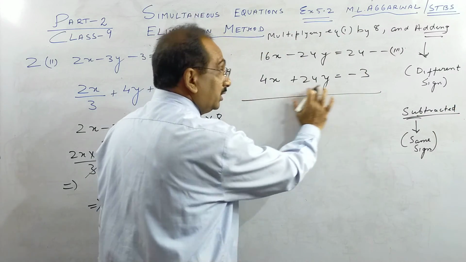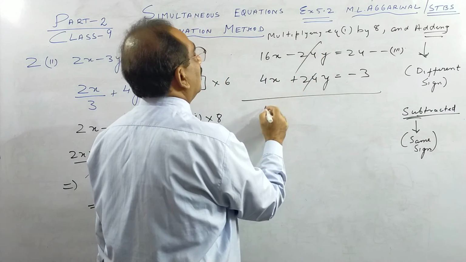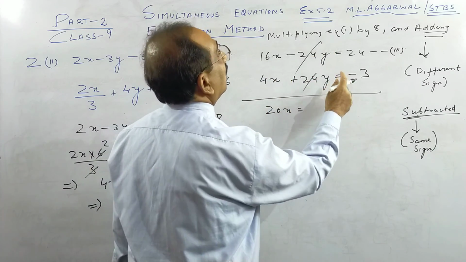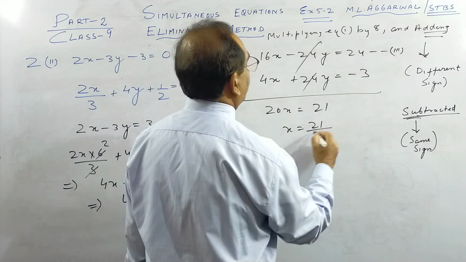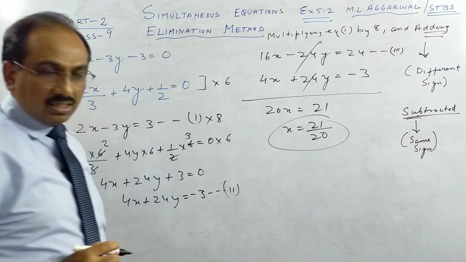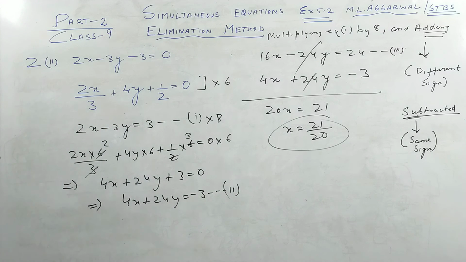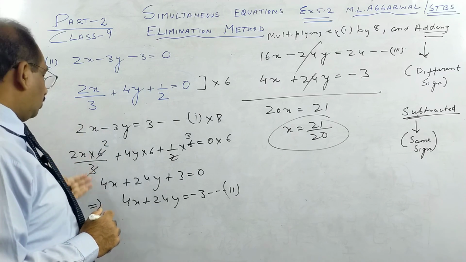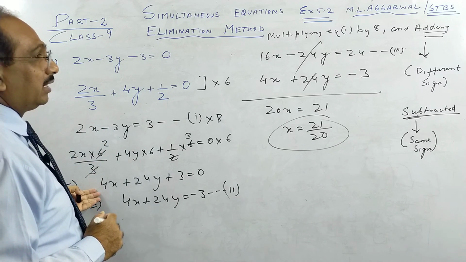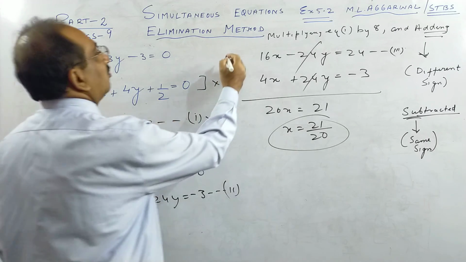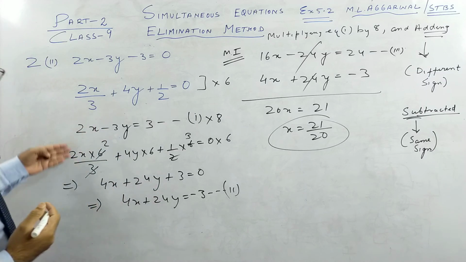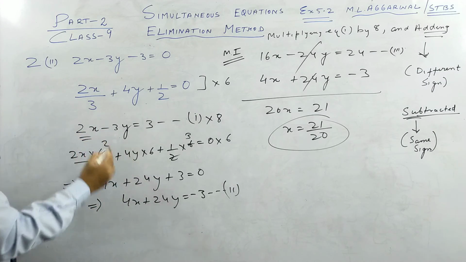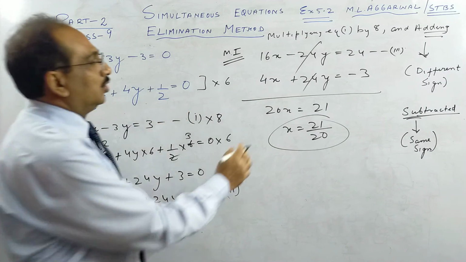Now when you add, don't change the sign here, this cancels, this becomes 20x is equal to 21, x is 21 by 20. So we have eliminated y over here. If you wish, in the same sum I could have shown you how we eliminate x. So this is method 1. If you want to see it in short, I'll show you that also. We can eliminate x also. Here I have eliminated y.